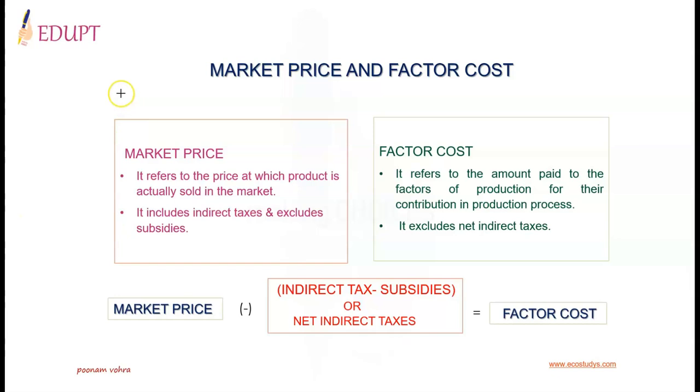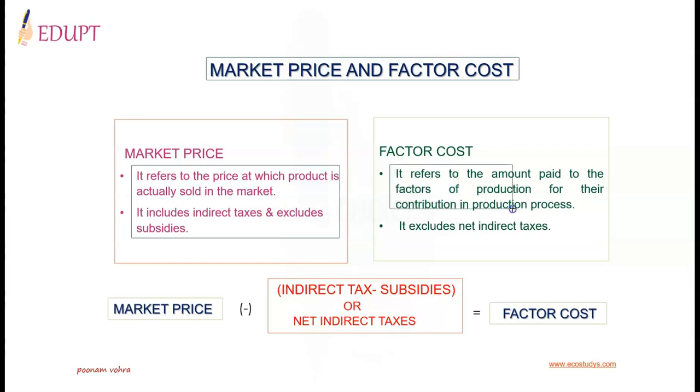Net indirect taxes also explain the relationship between market price and factor cost. Now what does it mean? Market price refers to the price at which a product is actually sold in the market. So it includes indirect taxes but excludes subsidies. Whereas factor cost is the amount paid to the factors of production for their contribution in the production process. So it excludes net indirect taxes.